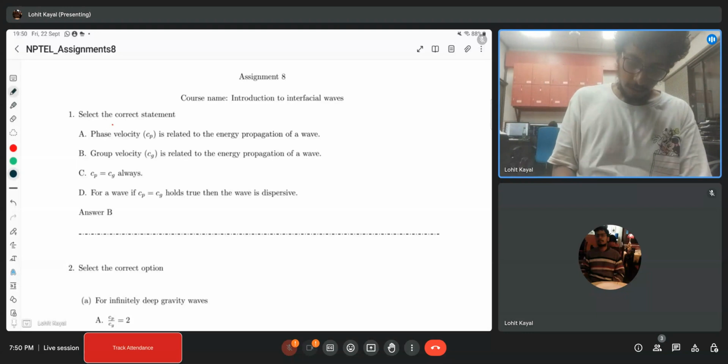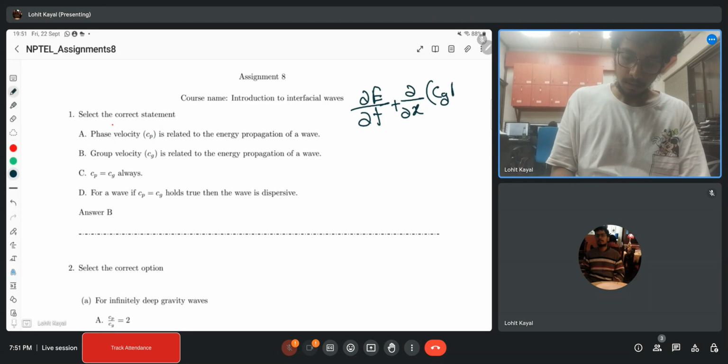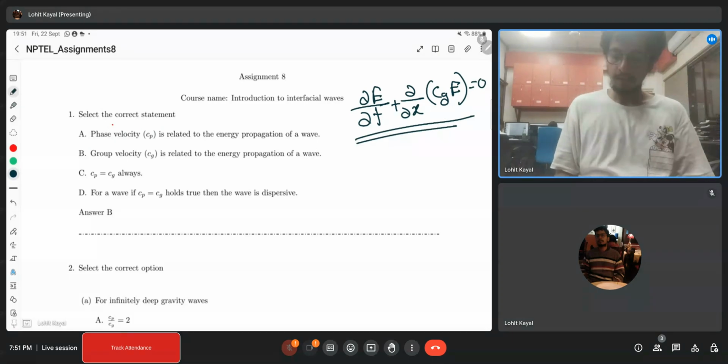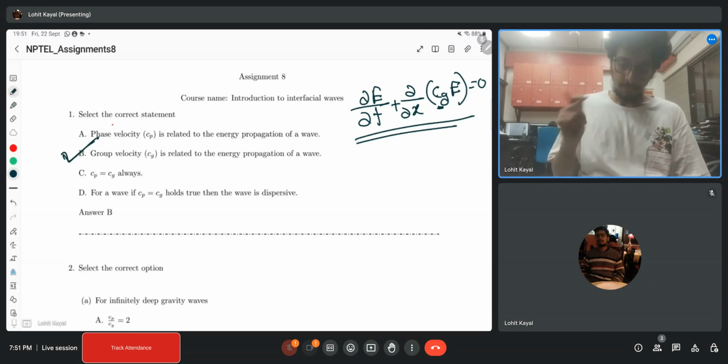So you know the relation del rho by del t plus del x of Cg rho is equal to 0. It appears for the propagating wave. Here Cg is the group velocity. So group velocity is related to the energy propagation of a wave. So option B is your correct answer.